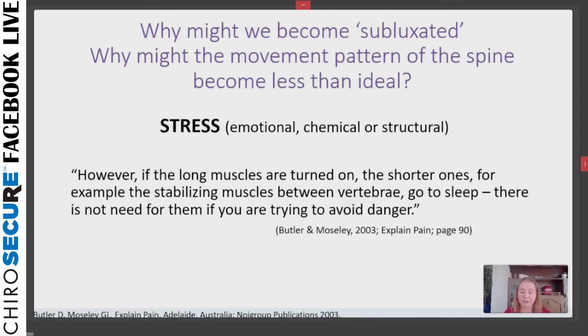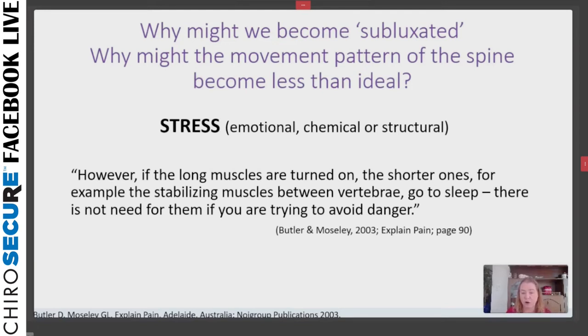Another really cool thing: do we have a biologically plausible mechanism for how we even get subluxated? Well, yes, we actually do. This quote comes directly from a book written by David Butler and Lorimer Moseley in Australia, very clever pain neurophysiologists. The book is called Explain Pain. They've written that if the long muscles are turned on, and what they're talking about is stress at this stage, activating the sympathetic nervous system.